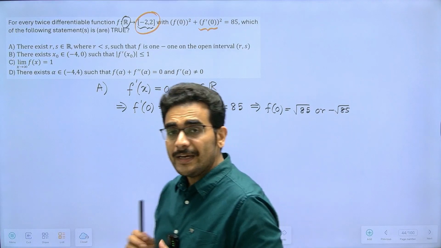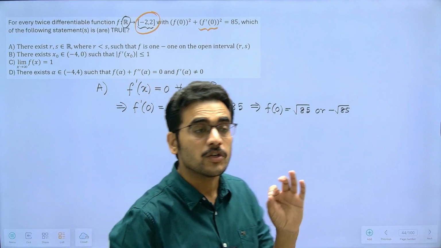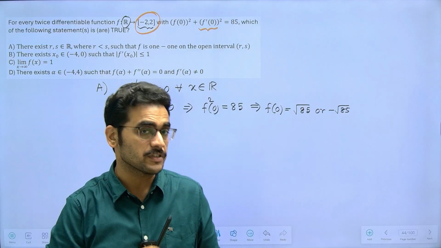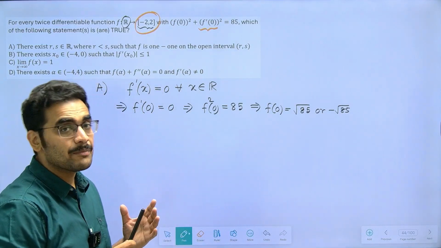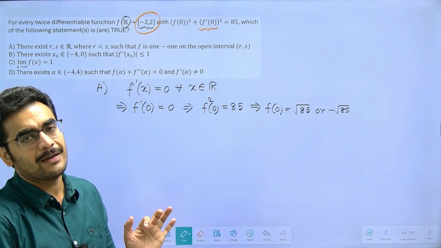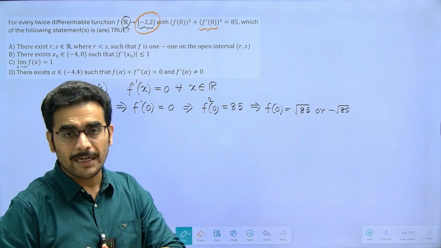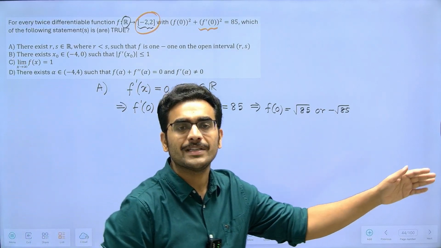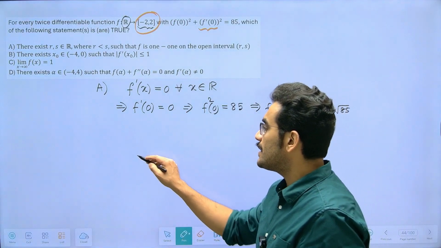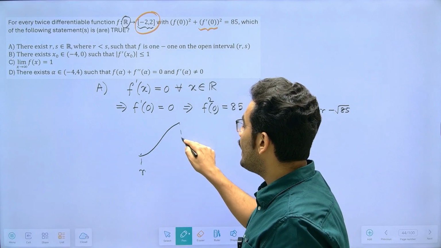So that means it is clear that the derivative cannot be always 0 for every real value of x. So it is not a constant function. It is a twice differentiable function, but it cannot be a constant function. So if it is not a constant function, that means there should be at least one subinterval in the real domain where the function has a positive derivative or a negative derivative, because the derivative cannot be always 0. So sometime there should be at least one subinterval where the derivative will be positive. That is, the graph will be something like this. Derivative is positive in that subinterval r to s.